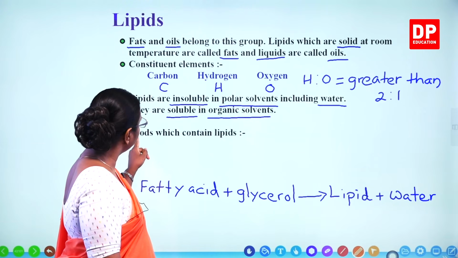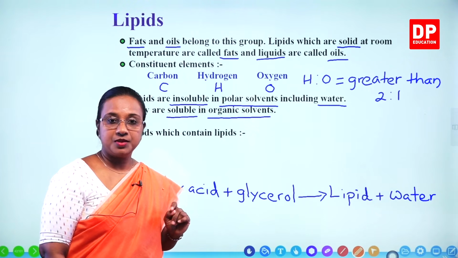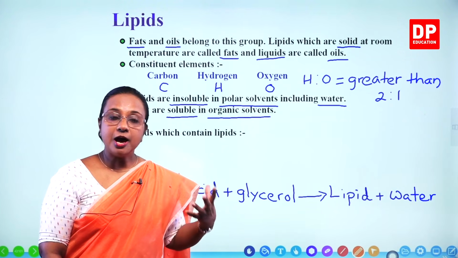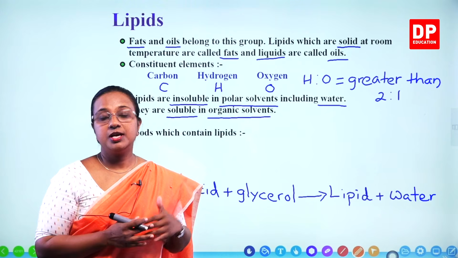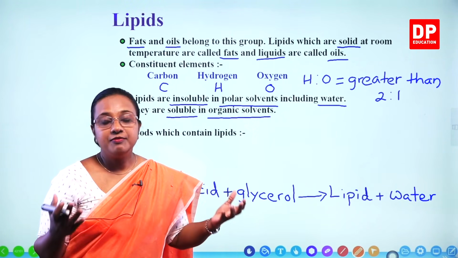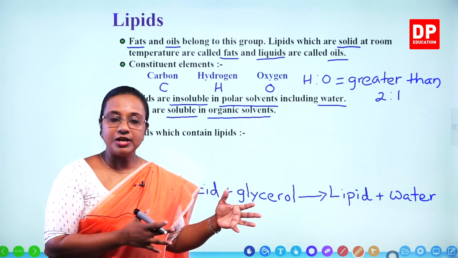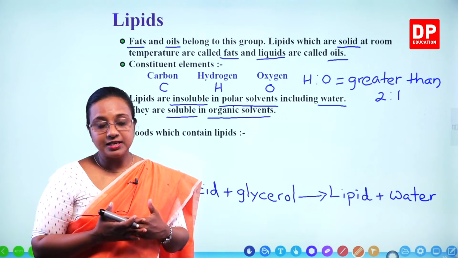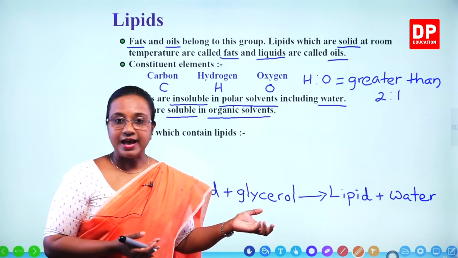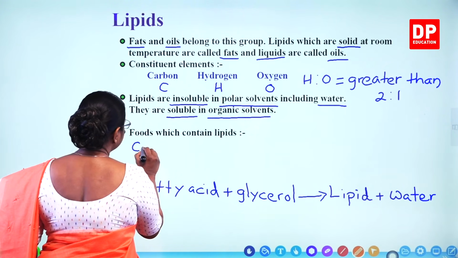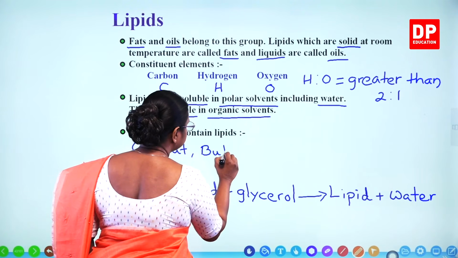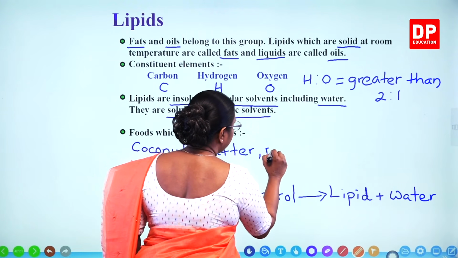Now, we will look at the food which contain lipids. So, as you know, there are two types of lipids, the fats and oils. So, therefore, there are different types of food. Some contain fat and some contain oil because of their physical nature. So if it's a solid, it will contain fat, and if it's a liquid, it will contain oils. So as examples for fats, we can take coconut, butter, margarine.